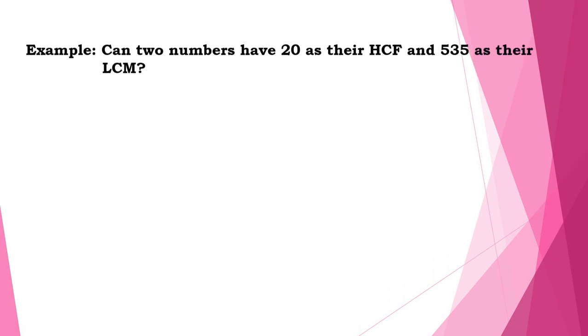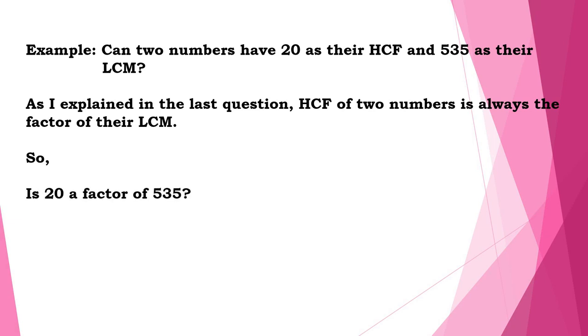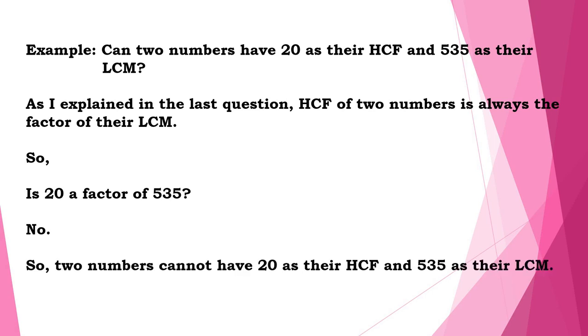Can two numbers have 20 as their HCF and 535 as their LCM? So how will you know that? I already told you that HCF of two numbers is always the factor of their LCM. Right. So, is 20 a factor of 535? Quickly tell me. No, it is not. Okay. So, two numbers cannot have 20 as their HCF and 535 as their LCM.